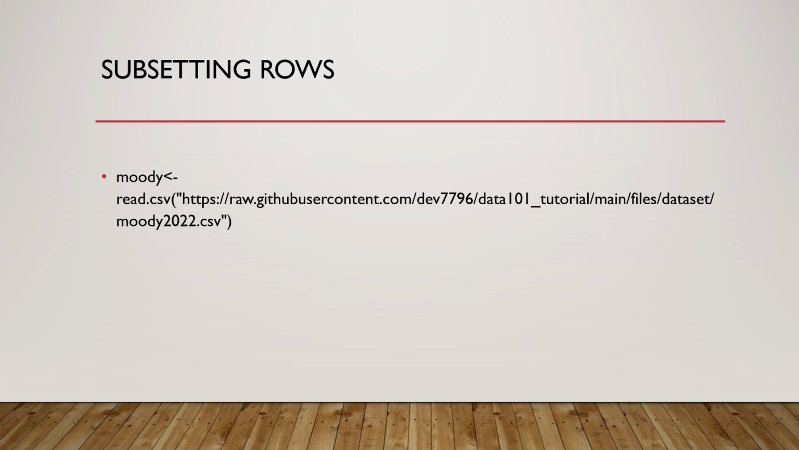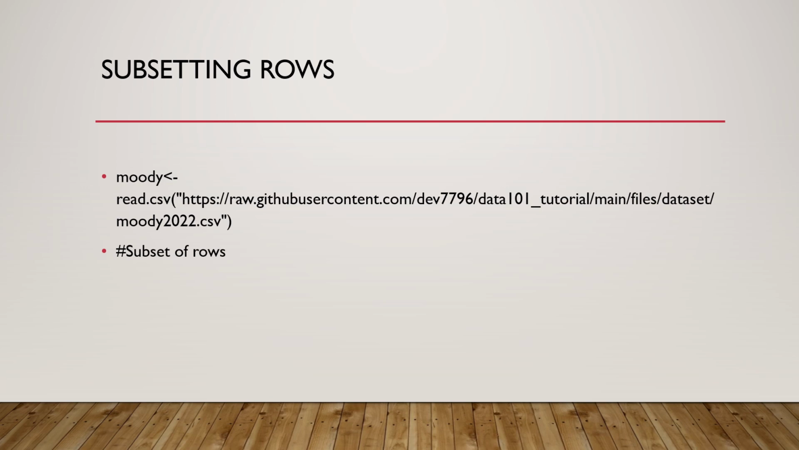So subsetting rows. We already saw how the full data frame looks. Now, in order to be able to do anything useful, we need to perform subset operations on the data frame by taking a subset of columns and a subset of rows. So as always, the first one is the Moodle data frame, read.csv, and this is a URL which contains a Moodle 2022 CSV data set.